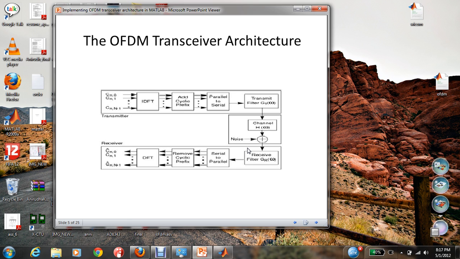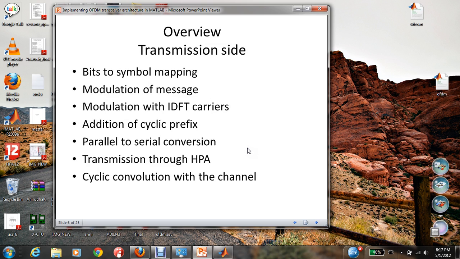This is the block diagram. So for our project, I'm going to explain each of these blocks in the transceiver architecture and run the simulation after almost each of these blocks and show you the plot. So this is an overview of the OFDM transceiver architecture starting from the transmission side.